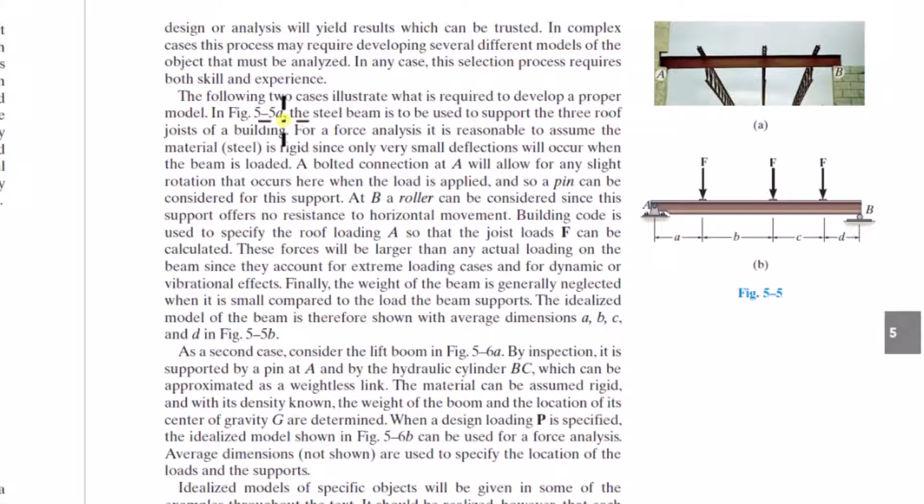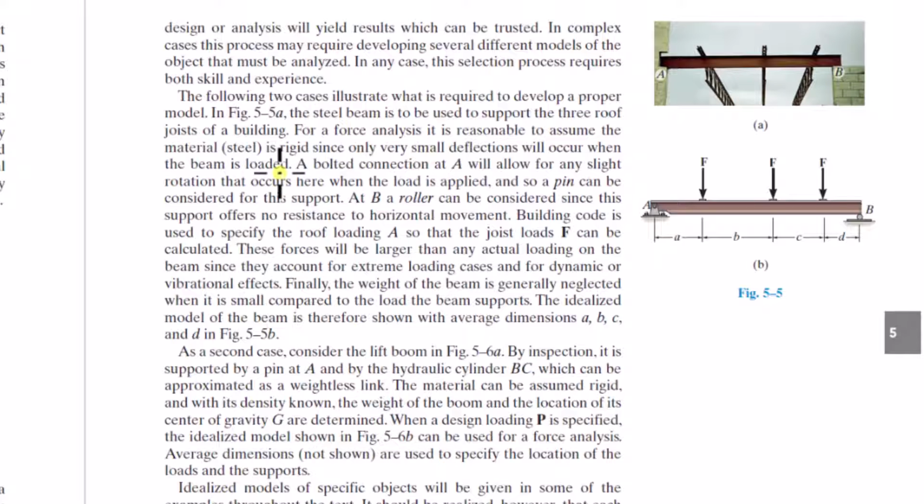In figure 5.5a, so this here, the steel beam is to be used to support the 3 roof joists of a building. For a force analysis, it is reasonable to assume the material, steel, is rigid since only very small deflections will occur when the beam is loaded. Yeah, so the rigid body assumption is a classic example of where you would be a terrible engineer if you didn't use the rigid body assumption for pretty much anything we learn in this course.